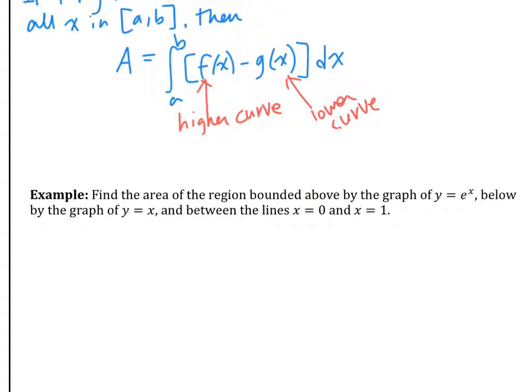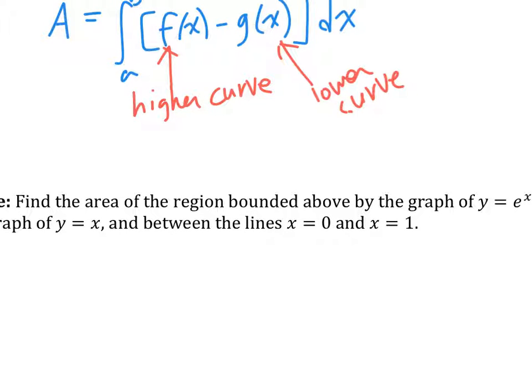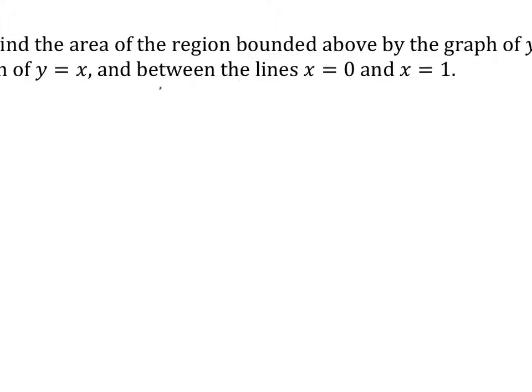Okay, find the area of the region bounded above by y equals e to the x, below by the graph y equals x, and between the lines x equals 0 and x equals 1. Oh, they're very nice. They tell you that above is e to the x and below is y equals x. Let's go ahead and draw out what that looks like. So you're going to draw e to the x and y equals x.